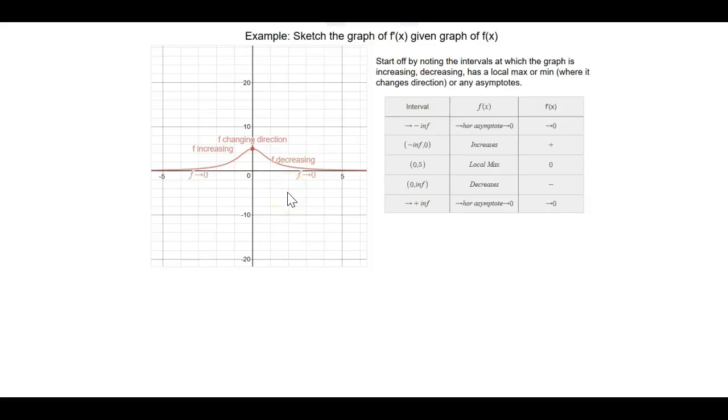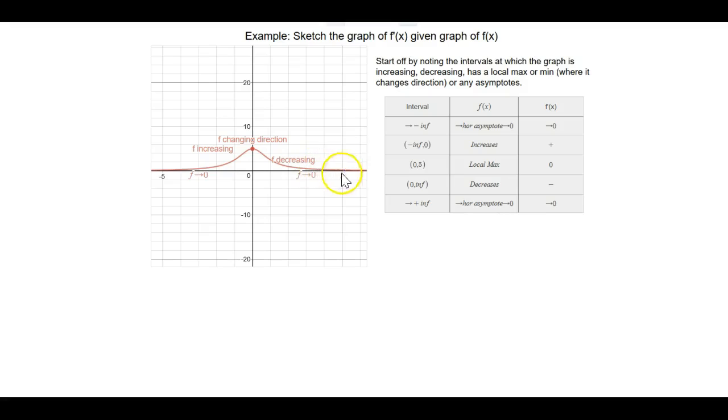So you're going to see some problems in the homework where you're supposed to sketch the graph of the derivative given the graph of f of x. The operative word here is sketch. At this point you don't know exactly the nuances and details of the graph. But what you can do is look at the given graph and notice where it's changing. Notice the important parts of it.